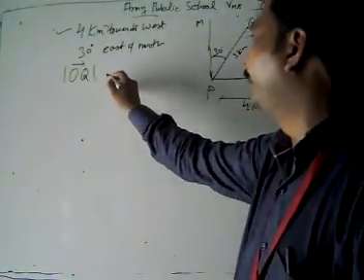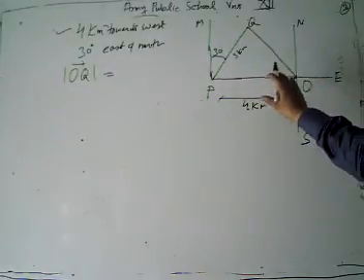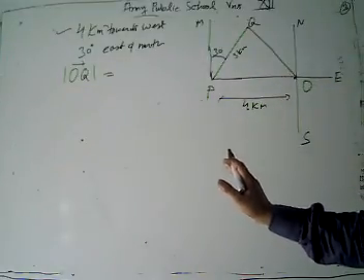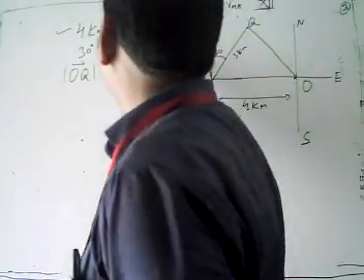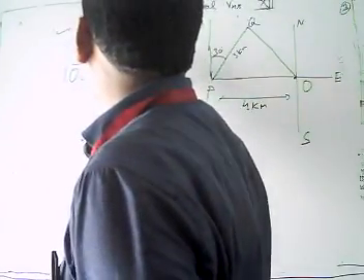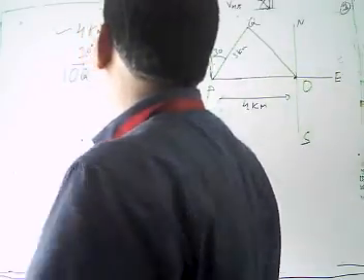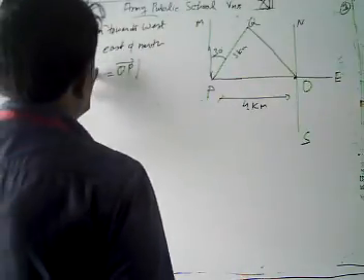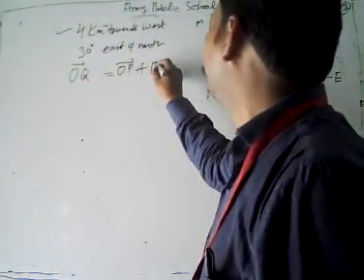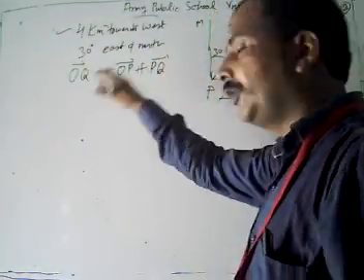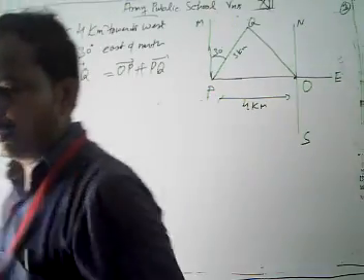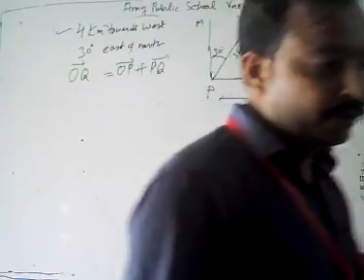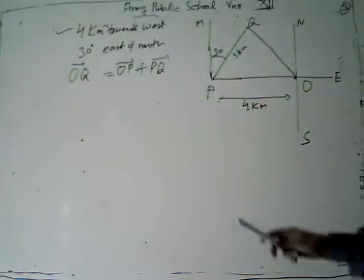Then how can we get this OQ? By the triangle law, OQ is given by OP plus PQ. We are not going to take the modulus value first, that would be wrong. First of all we find the vector OQ, and after getting the vector OQ, we find its modulus value. Now look, we get OQ is given by OP plus PQ.